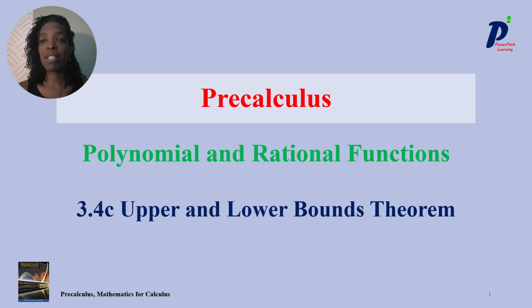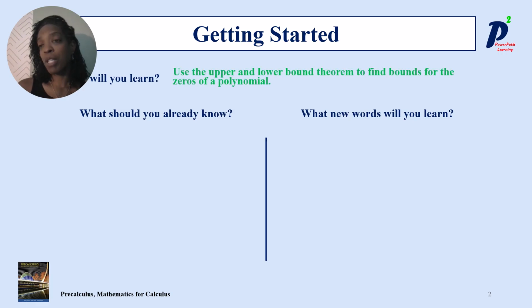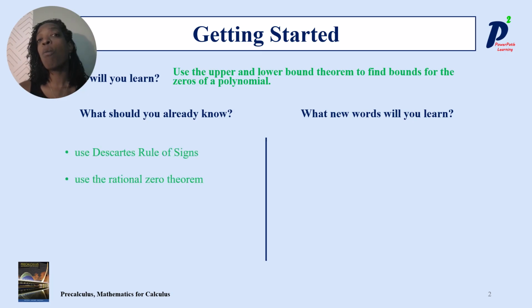This lesson is written based on Chapter 3, Section 4, Part C, the upper and lower bounds theorem. In today's lesson, we're going to learn how to use the upper and lower bound theorem to find bounds for the zeros of a polynomial. Before we get started, you should know how to use Descartes' rule of signs and find all possible rational zeros using the rational zero theorem. Let's get started.